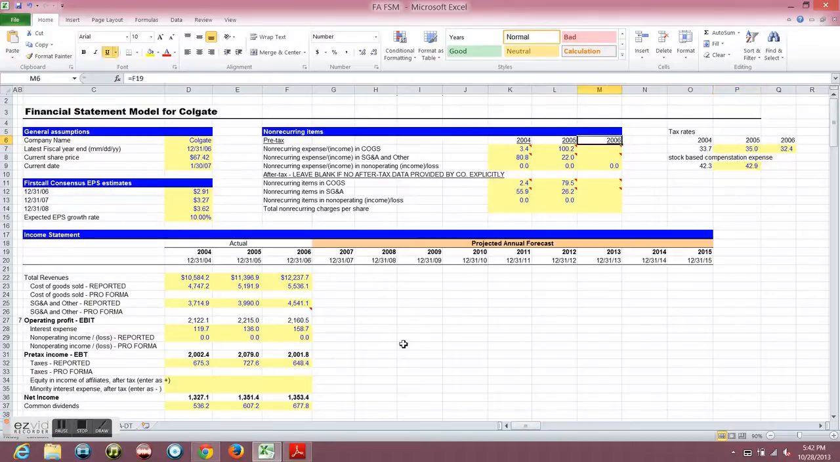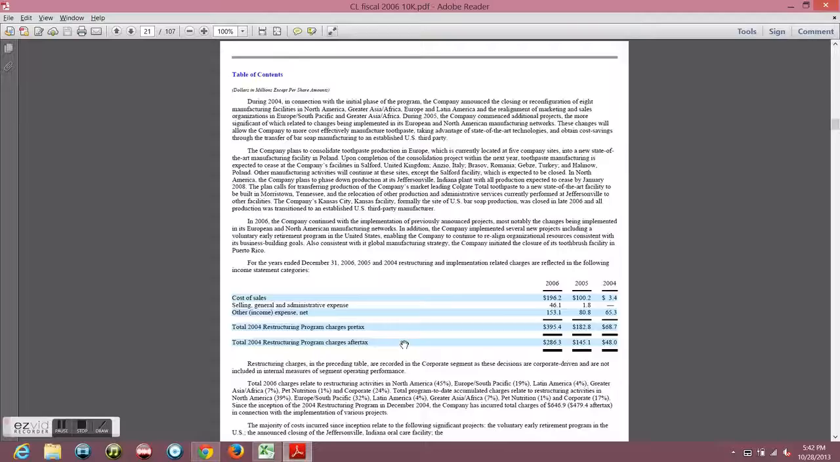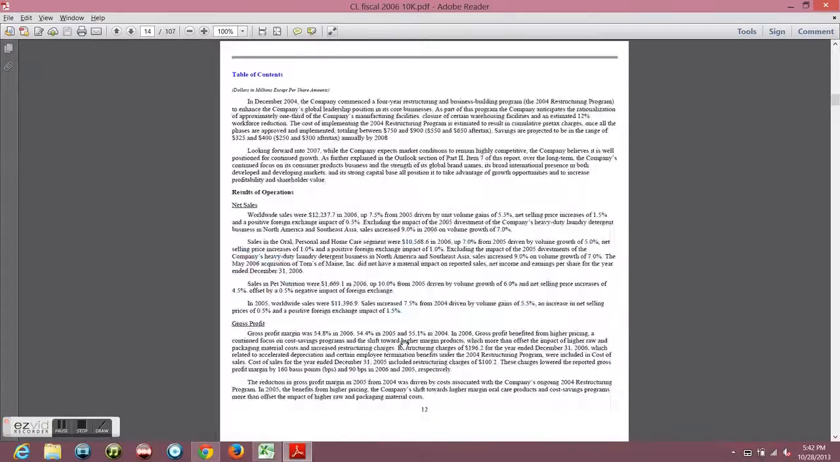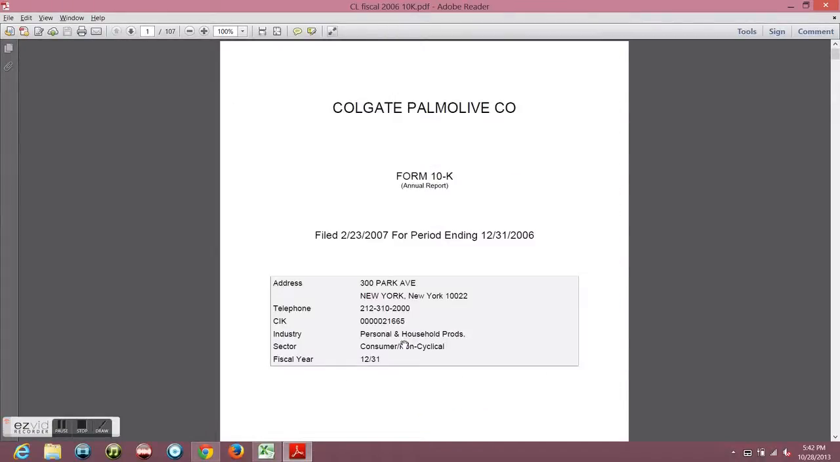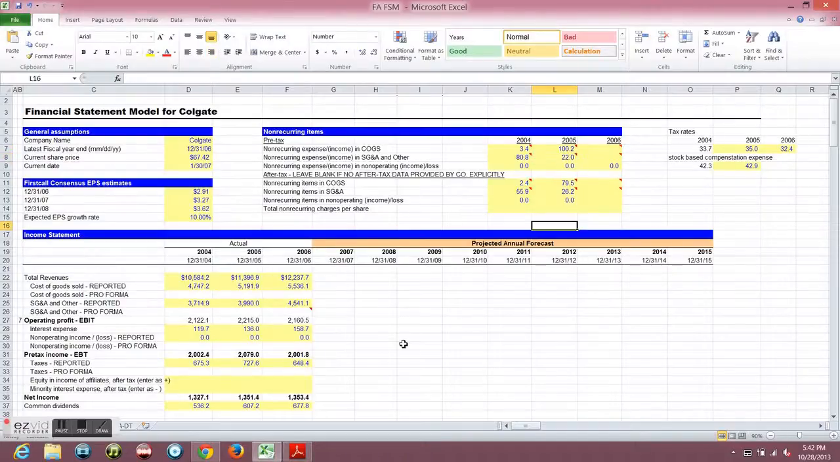Okay, so have your 10K pulled up. This is how a 10K looks in the beginning. You should know this. And have your model pulled up as well. These numbers, again, I'm going to upload onto Dropbox, so they're already going to be updated. You don't have to worry about this. And we're going to continuously refer back to these when we're completing our model.